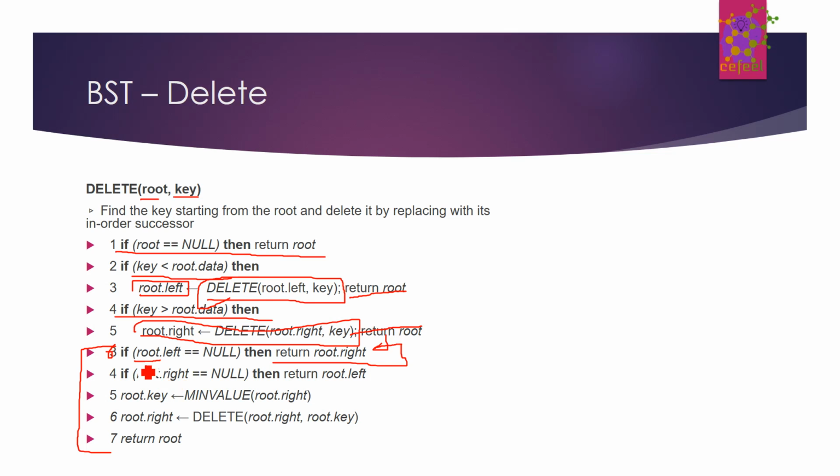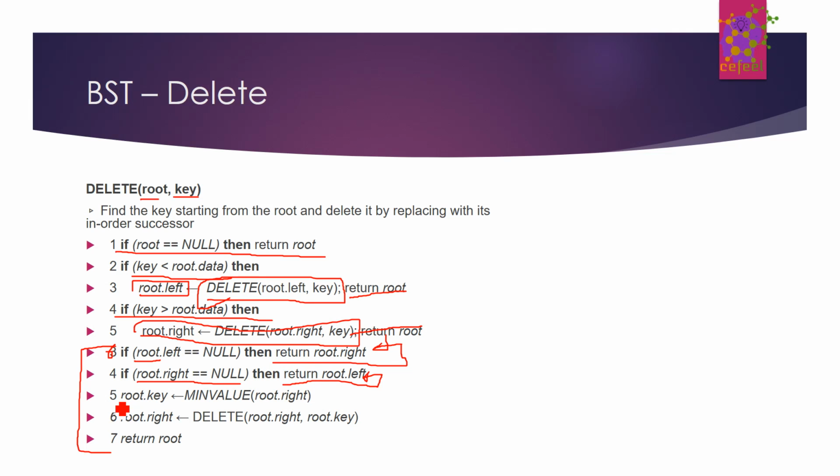The same thing happens if root's right child is null, which means the node only has the left subtree. So we just return the root's left subtree, which deletes the current root. Now these were the cases with a single child.